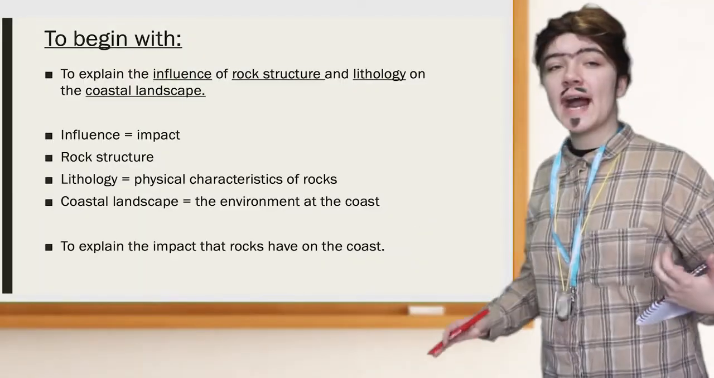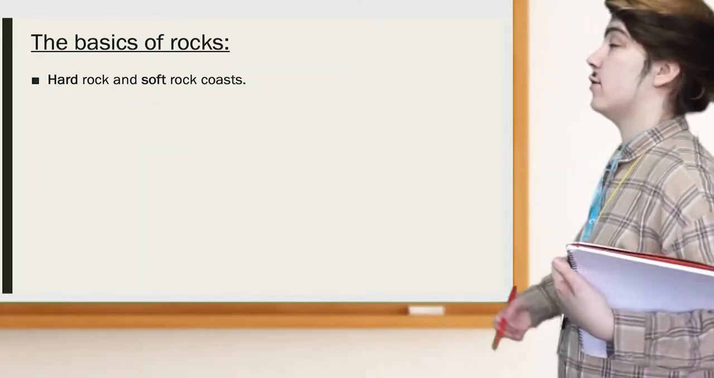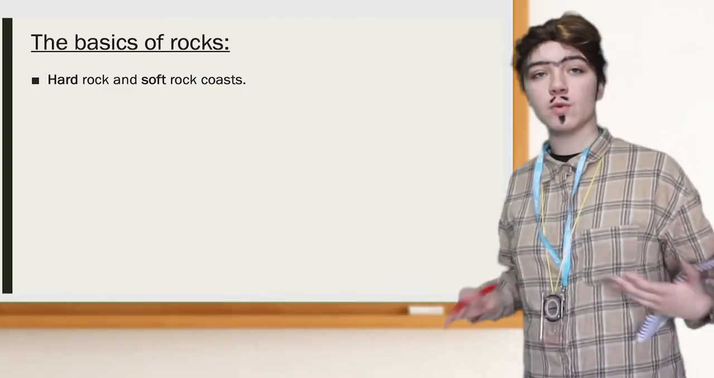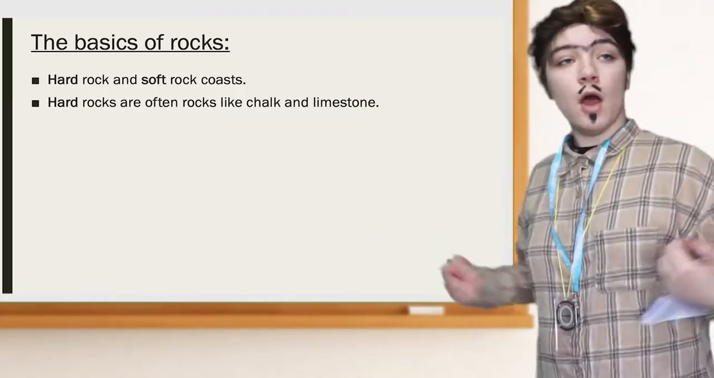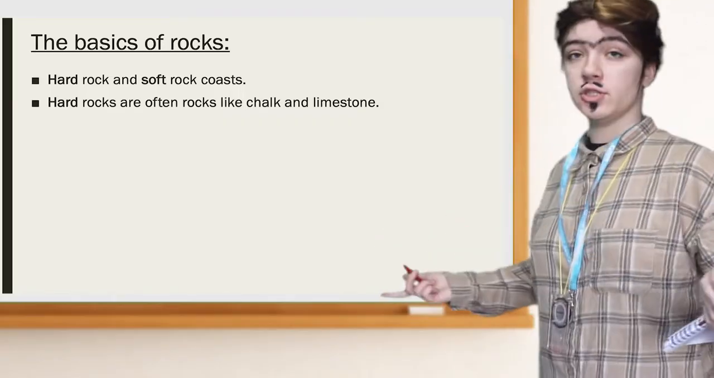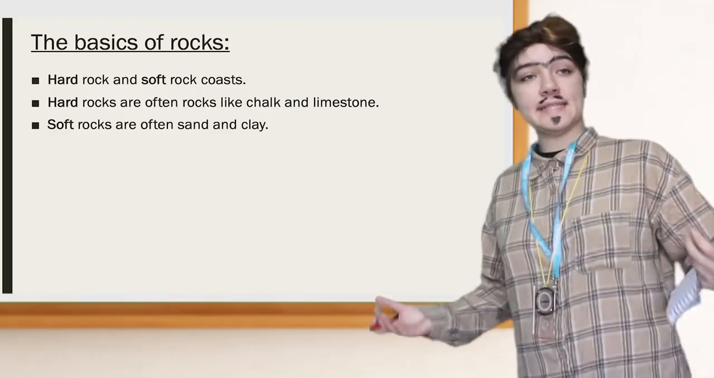Right, so we're just going to recap the basics of rock so that we're all on the same page, okay? So we've got hard rock and soft rock coasts. Two different types of rock coasts. We'll be having a little look at some case studies for both. Hard rocks are often rocks like chalk, limestone and sandstone. And soft rocks are often things like clay and sand, quite easy to understand the concept of.